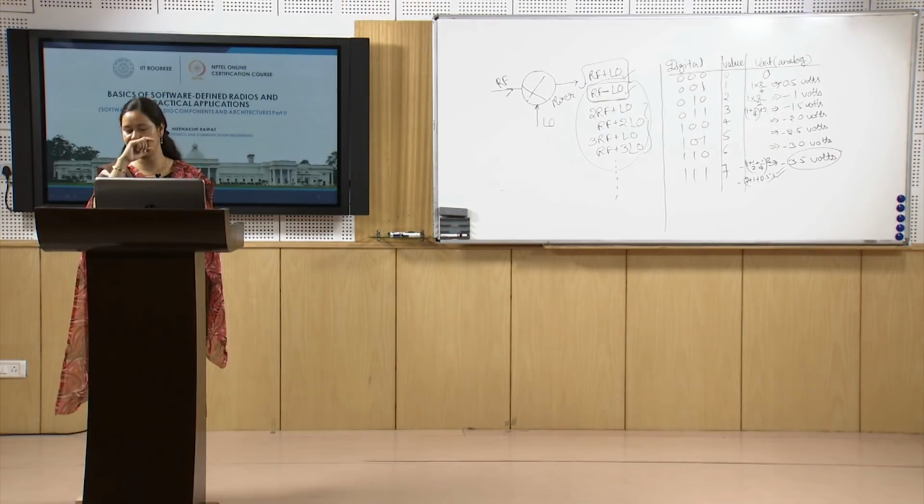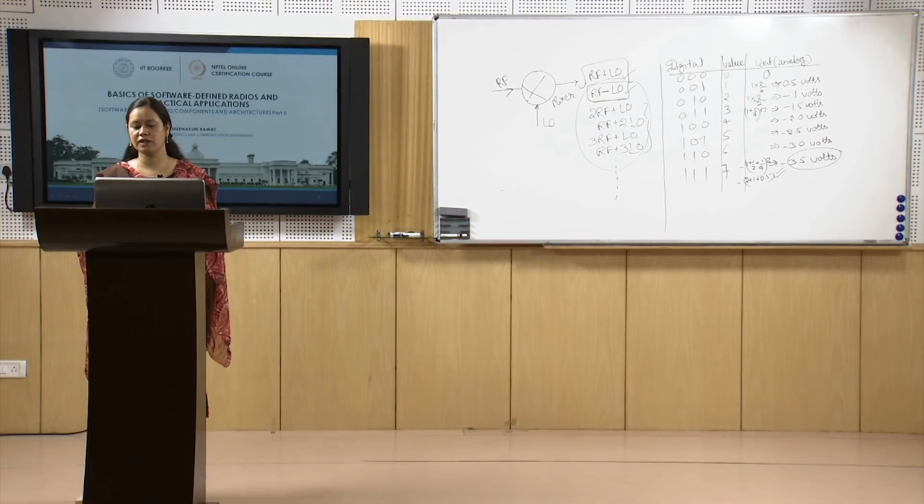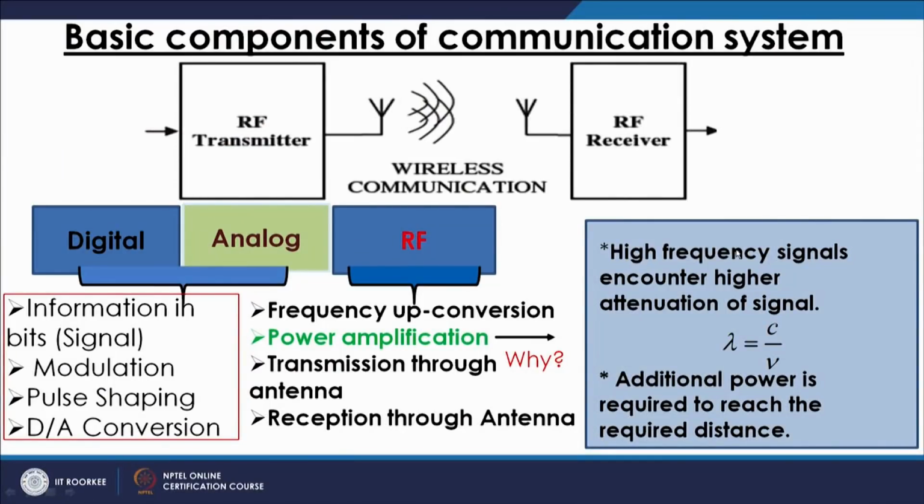Next stage is power amplification. So why do we require this power amplification? First of all, we have discussed that for the frequency up conversion, we convert the frequency of the signal to a higher frequency range. Now the problem with high frequency is that high frequency signals encounter higher attenuation. Looking again at the formula, wavelength is equal to C upon nu, where C is the speed of light and nu is again our carrier frequency. If I increase the carrier frequency, my lambda, the wavelength, goes down.